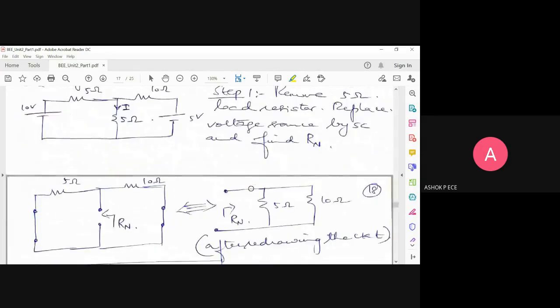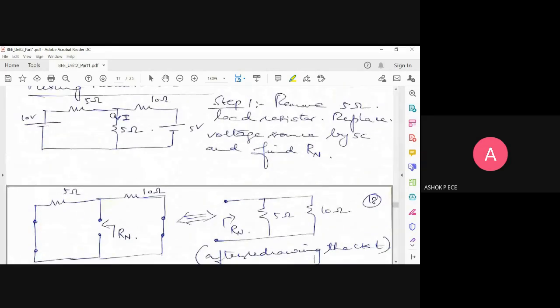I have drawn the diagram. This terminal will be open. First thing, remove the load. So the 5 ohm is removed. Short circuit the voltage sources. See here, the 10 volt is short circuited, and the 5 volt is short circuited. Across this terminal, I am going to find Rn.